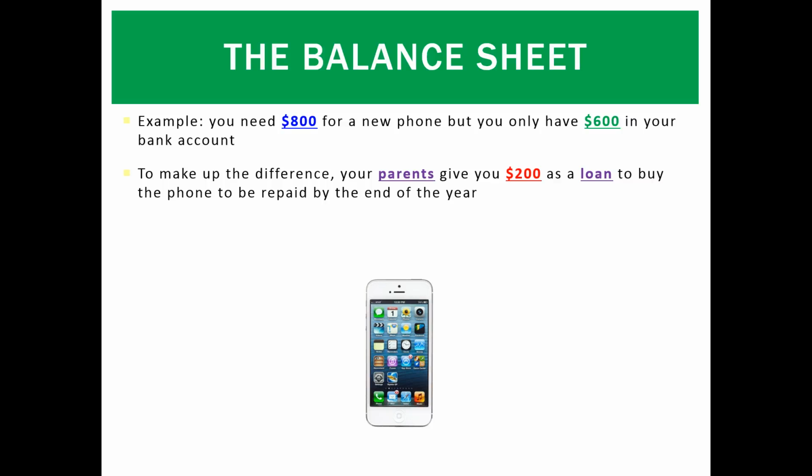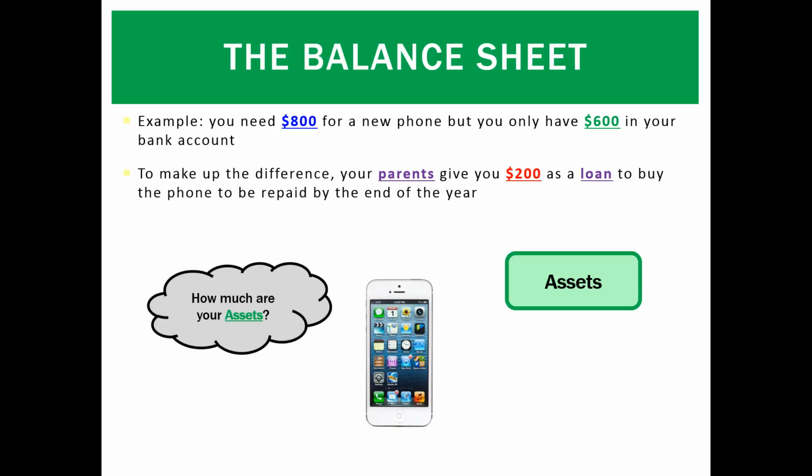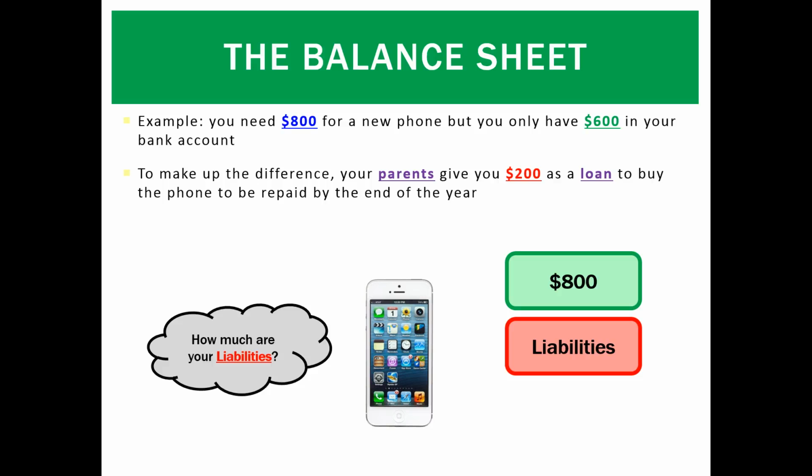To give you an example, let's say you want $800 for a new iPhone. You've only got $600 in your bank account. So to make up the difference, your parents give you $200 as a loan, but they say you've got to pay it back by the end of the year. So what we've got is, what do you own? That's an asset. You own an iPhone. That's $800. But you actually have some liabilities. Liabilities are what we owe. You owe your parents $200.